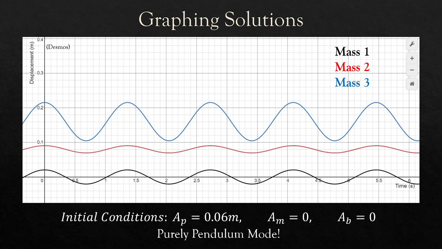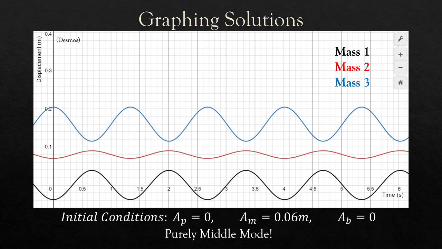This specific example is purely in pendulum mode, where the y-axis is the displacement of each mass from equilibrium in meters, and the x-axis is time in seconds. As you can see here, they're all in phase, moving in the same direction. If we change our initial conditions, we can make the system be purely in the middle normal mode, where mass 3 is moving in the opposite direction.